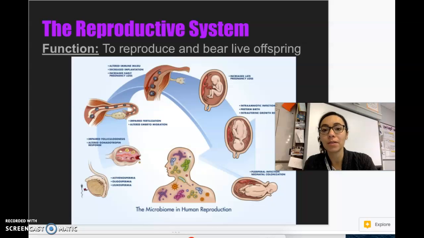Right? So for males, that means producing and delivering sperm. For females, it's producing eggs and being able to nourish a growing fetus and then deliver a healthy offspring. So that's what we'll be looking at today.